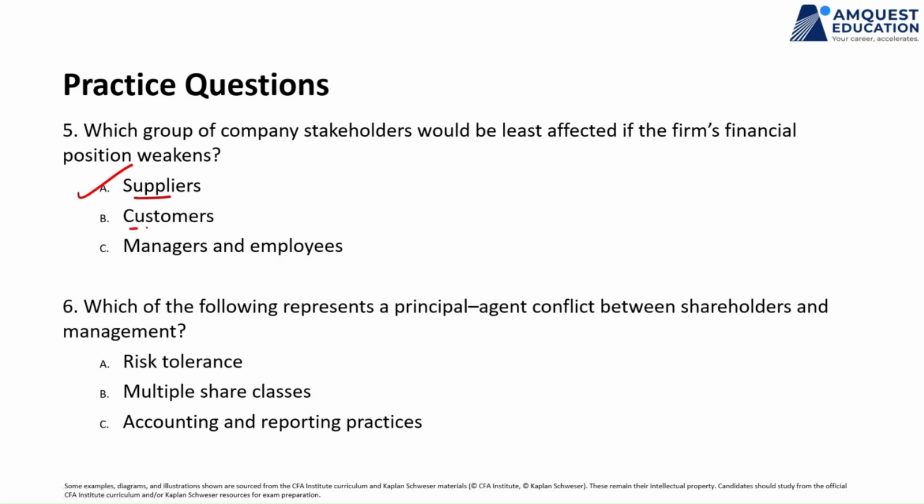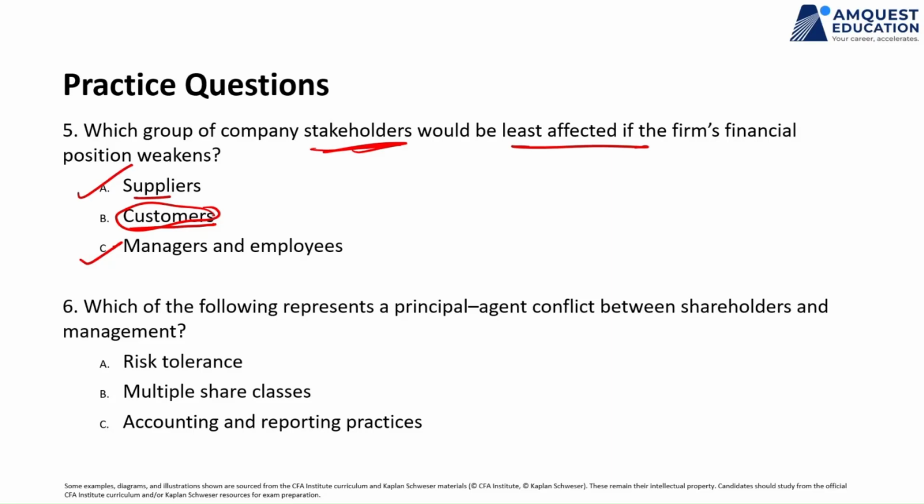But they will be least impacted because if you purchased a product, you don't care what the company financial position happens from there. Your product is doing fine, you're good. Managers and employees obviously get impacted, right? So the least affected guy is the customer in this category. And therefore, stakeholder word is important.